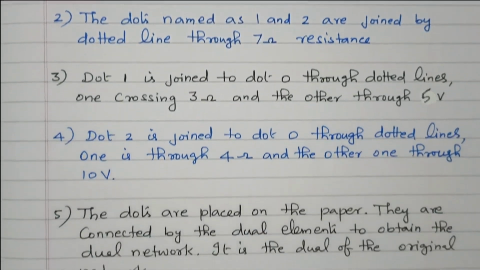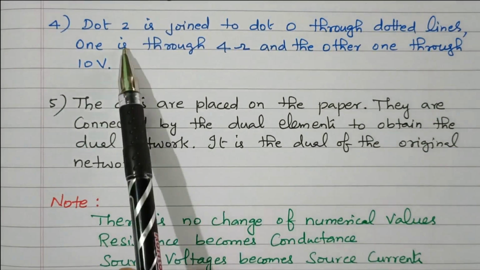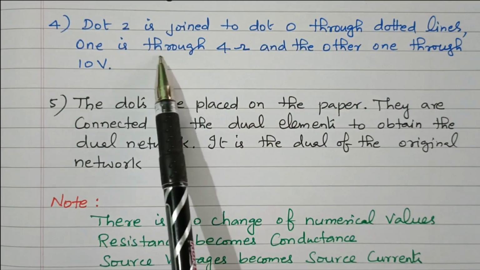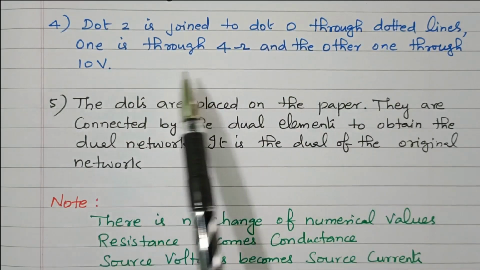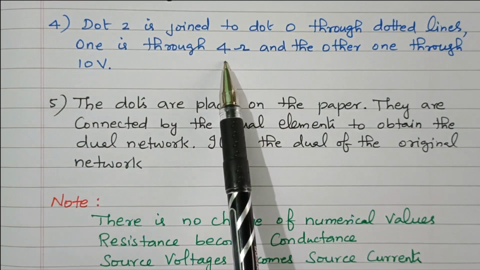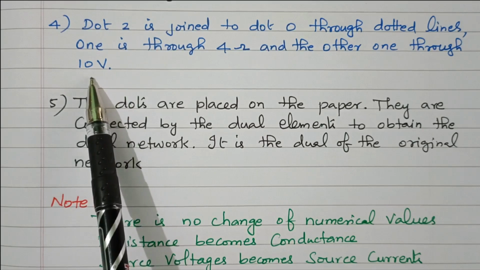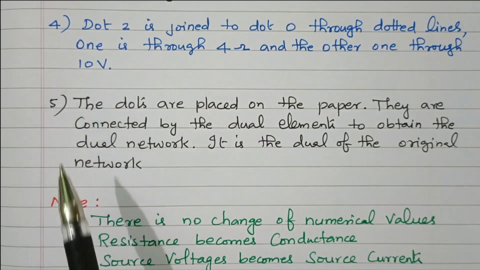Another one is dot 2 and 0. Dot 2 is joined to dot 0 through the dotted lines. One is through the 4 ohm resistor, another one through the 10 volt voltage source, so that this 4 ohm resistor is converted into 4 mho conductance. The 10 volt voltage source is converted into a 10 ampere current source going down because of falling potential.